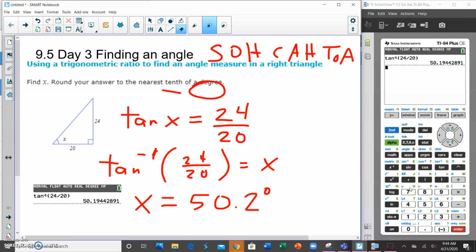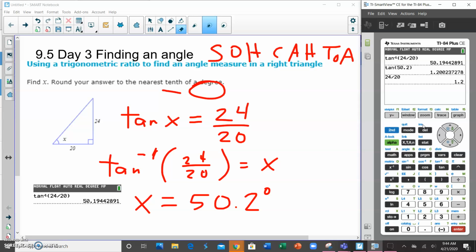What if I wanted to check and see if I did it right? I can put in the tangent of 50.2 degrees, and it should be that ratio 24 over 20. I get 1.20023. Now I can put in 24 divided by 20 and hit enter, and there it is, 1.2. Okay, so you can check your answer to see if you did it right.